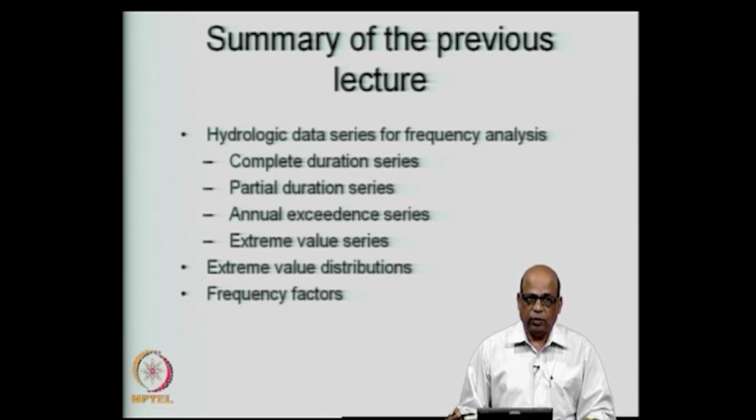Then we introduced extreme value distributions, which I had discussed earlier in some lectures, but we just recapitulated the extreme value type 1, type 2 and type 3 distributions. If you recall, extreme value type 1 is also called the Gumbel distribution, and extreme value type 3 is also called the Weibull distribution. The Gumbel distribution can be used both for maximum values as well as minimum values, whereas the Weibull distribution is typically used mostly for the minimum values. Gumbel distribution is typically used for maximum values, although it can also be used for minimum values.